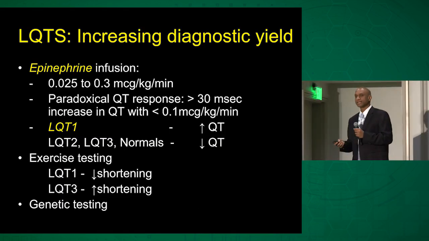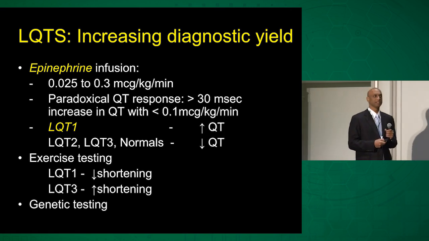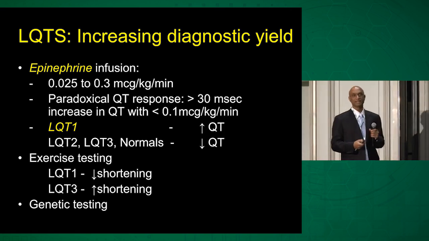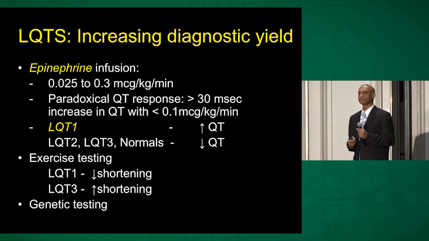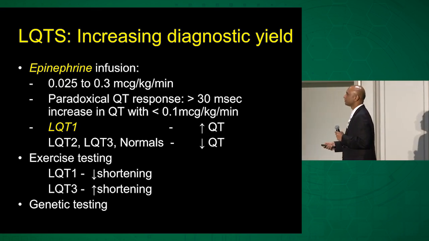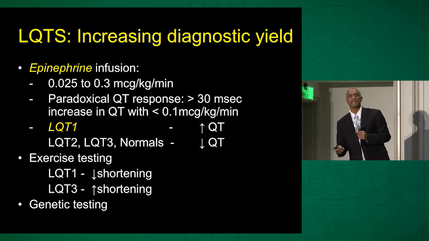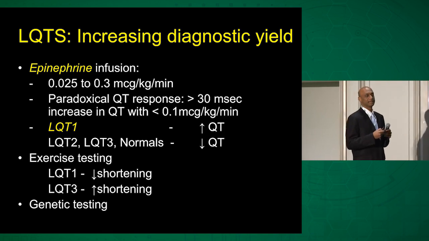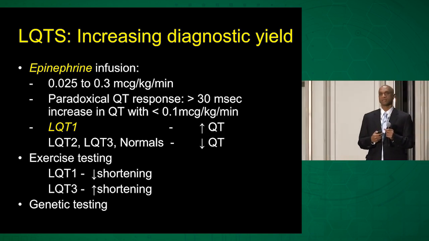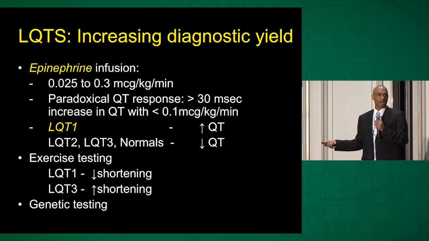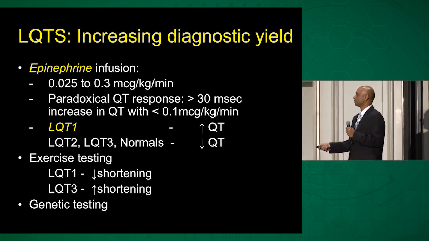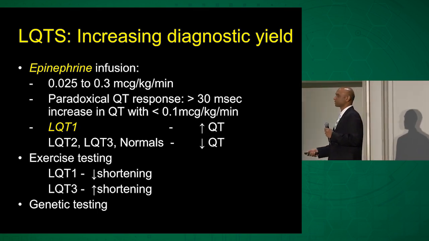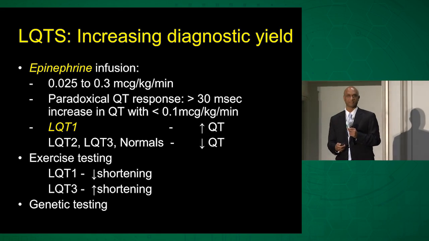There are other ways to increase your sensitivity of diagnosing long QT syndrome, especially when you suspect this and the QT interval appears to be normal. Epinephrine infusion has been used to bring out latent long QT interval in long QT1 patients. This is not done so commonly nowadays because in borderline cases, we now resort mostly to genetic testing.